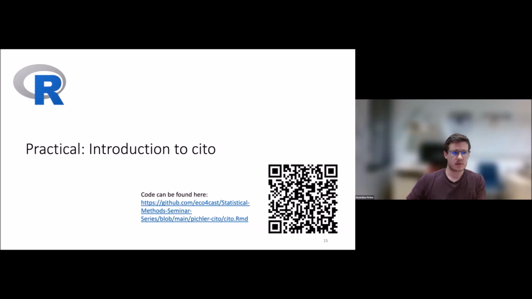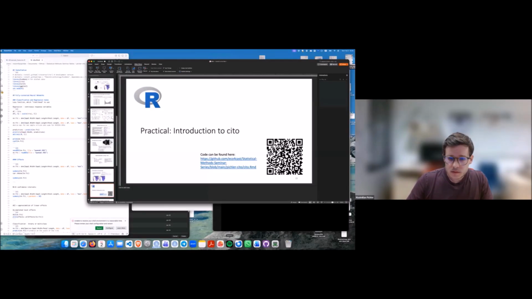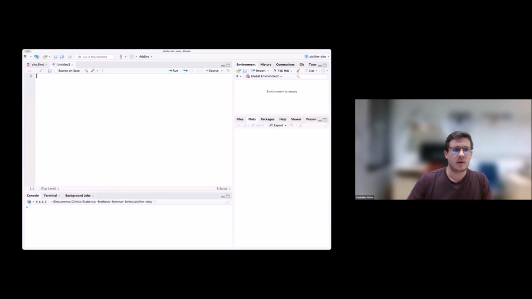And with that, I would switch to the practical introduction. Okay, so cito is on CRAN, which means you can install it using the install.packages function. If you want the development version of cito, you can install it from our GitHub repository. And we will also use in this example the EcoData package, which you have to install from GitHub. This EcoData package is a package we are developing, which just has some example data sets from ecology for our courses.